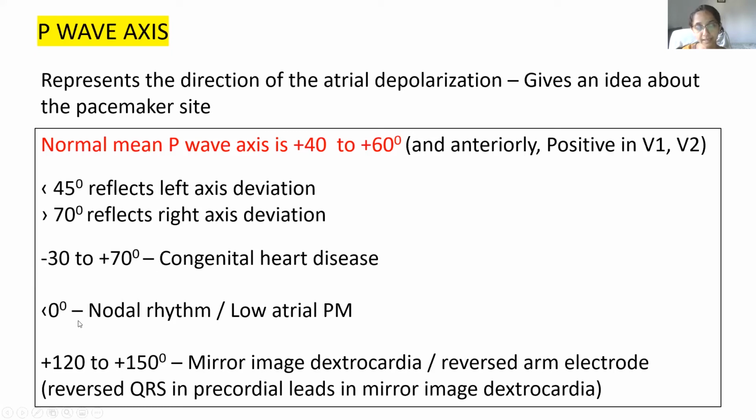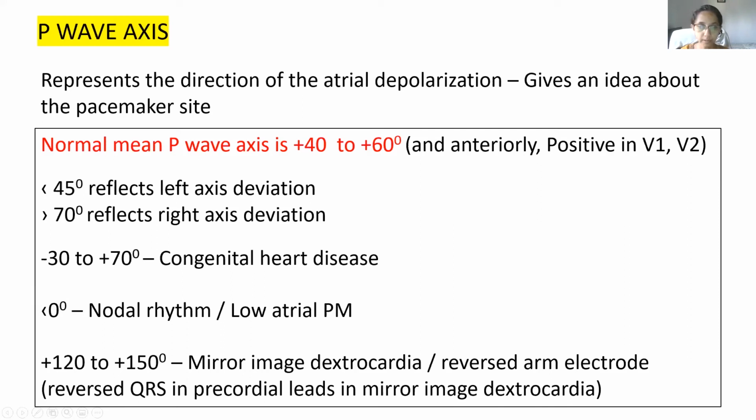If the P wave axis is less than 0 degrees, when we say less than 0 means the P wave axis is superior. Superior it goes when you have an ectopic pacing site in the atria. For example, if my pacemaker is not the sinus node, but it is an ectopic beat which is closer to the AV node, then I know that my axis is going to be superior, not inferior and leftward. That is the situation where I have a P wave axis which is in negative numbers, less than 0 degrees.